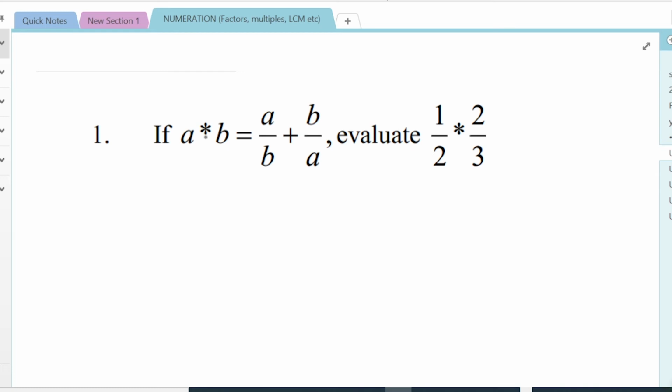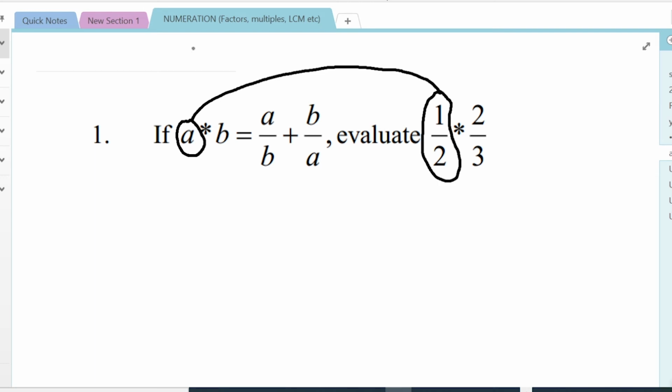So we have A star B is A over B plus B over A. Evaluate this and that. This is like saying this A is that, then this value of B is this. And of course that star you can see. So they're asking us to substitute that in this, and that's it.